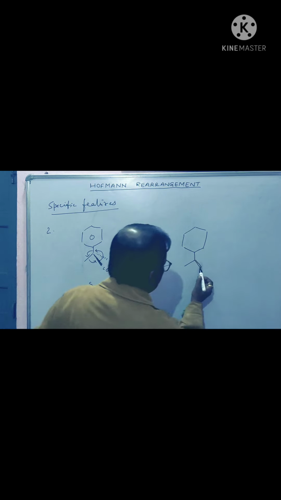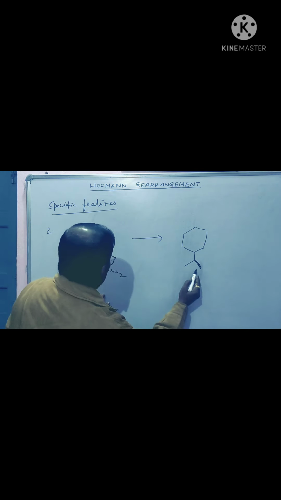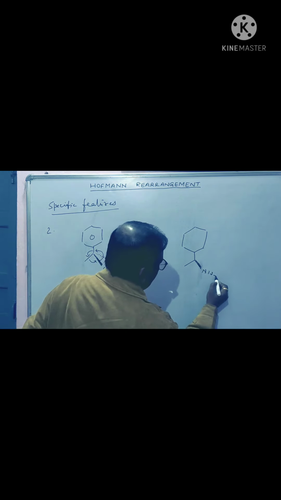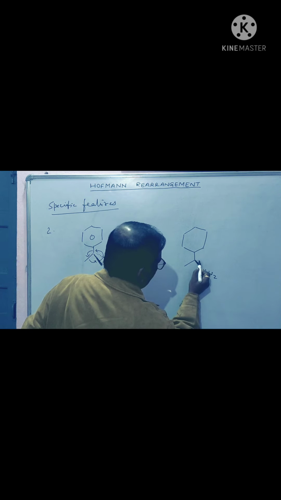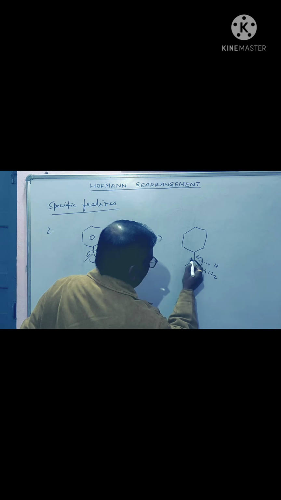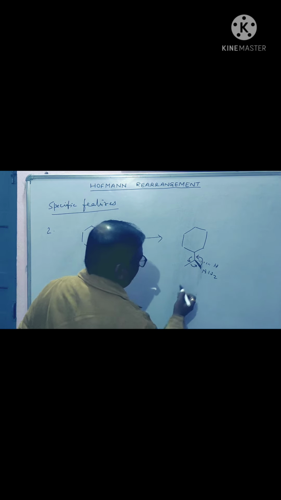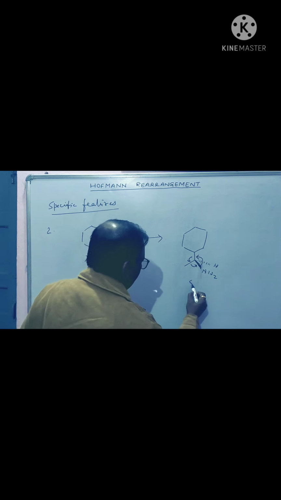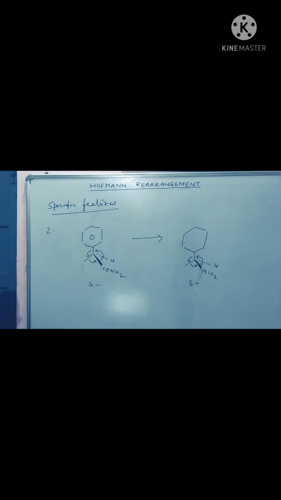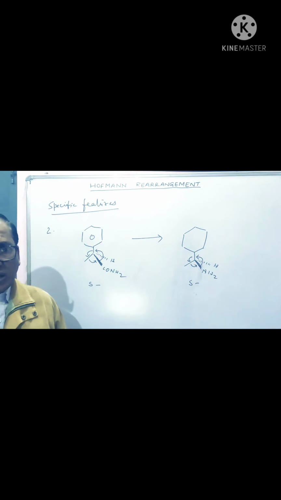You will get NH2 here, hydrogen will be here. Means this configuration is also S. Means this S amide will produce S amine.